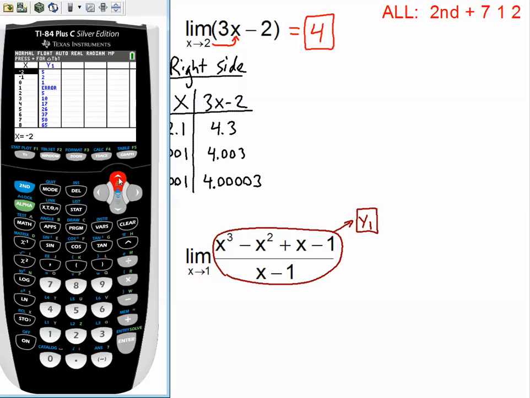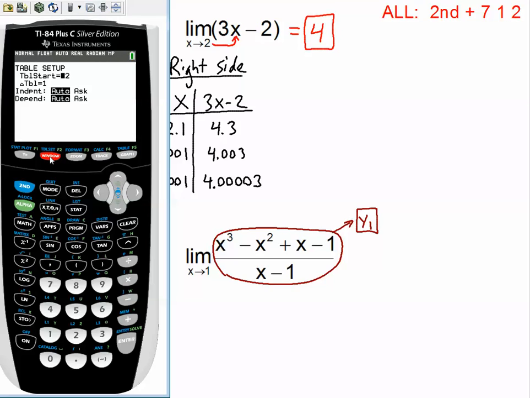So I need to see what's happening to the left of 1 and to the right of 1. But I'm nowhere near those numbers because this table is counting by ones. So what I want to do is change the table set, and that's above your window button in blue. So I'm pushing second table set. You can see that my delta table, I'm counting by ones. I don't want that to happen. I want to count by tiny numbers like 0.001. That's what I'm going to count by.